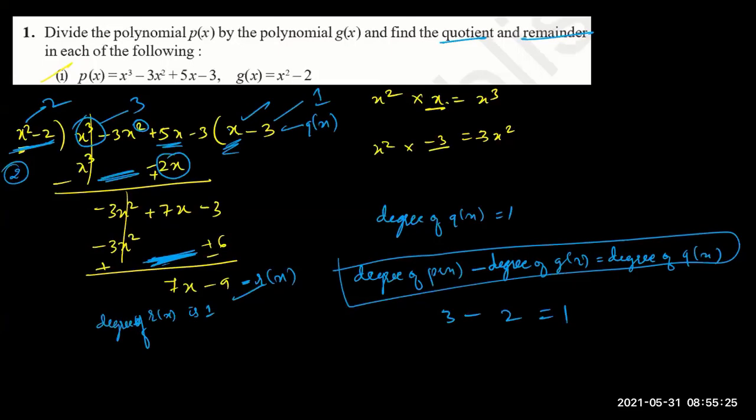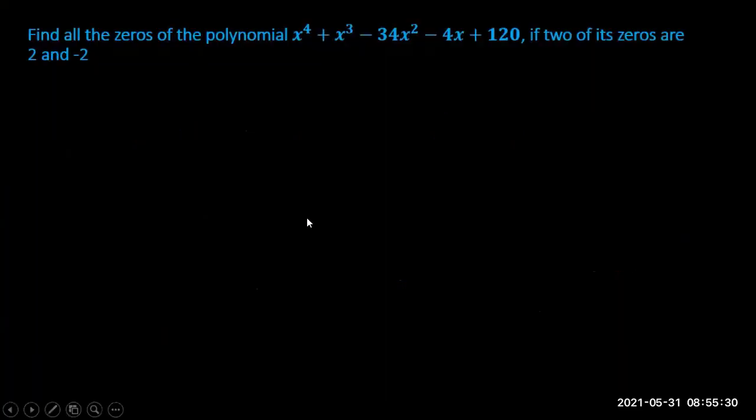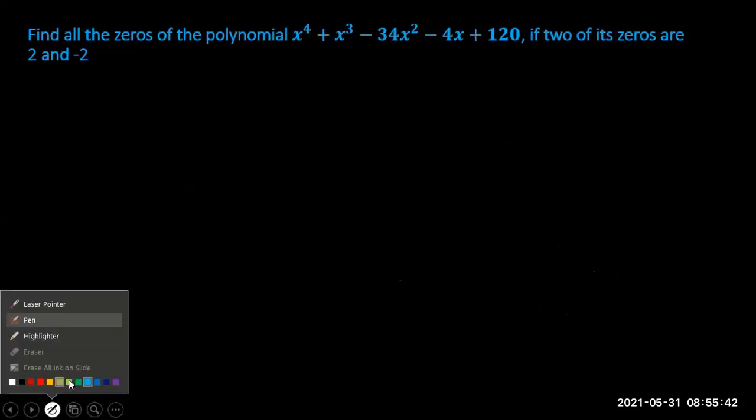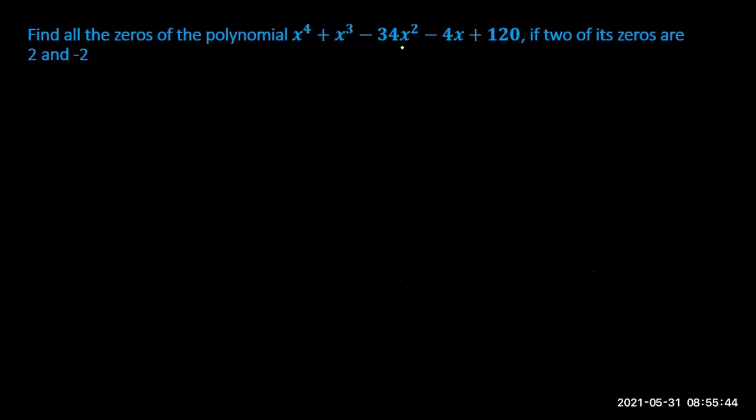So next question. Just check the question, how it is. This is another type of question. Find all the zeros of the polynomial x raised to 4 plus x cube minus 34x square minus 4x plus 120, if two of its zeros are 2 and minus 2. So first observe which type of polynomial it is. x raised to 4 plus x cube minus 34x square minus 4x. Which type of polynomial is it?